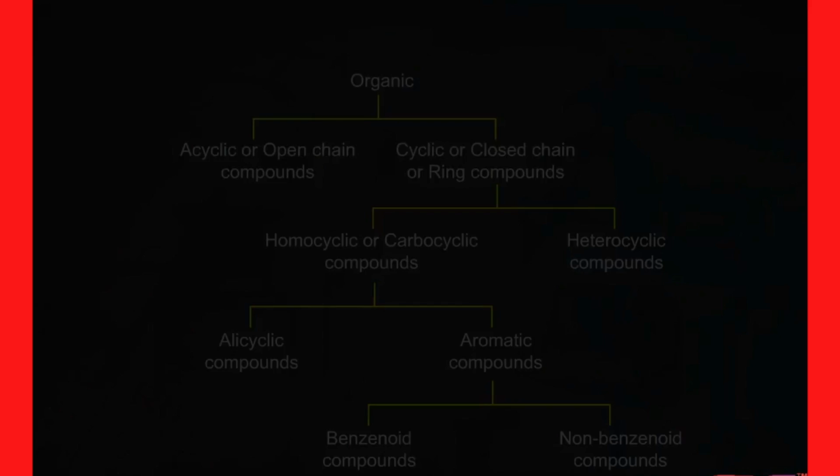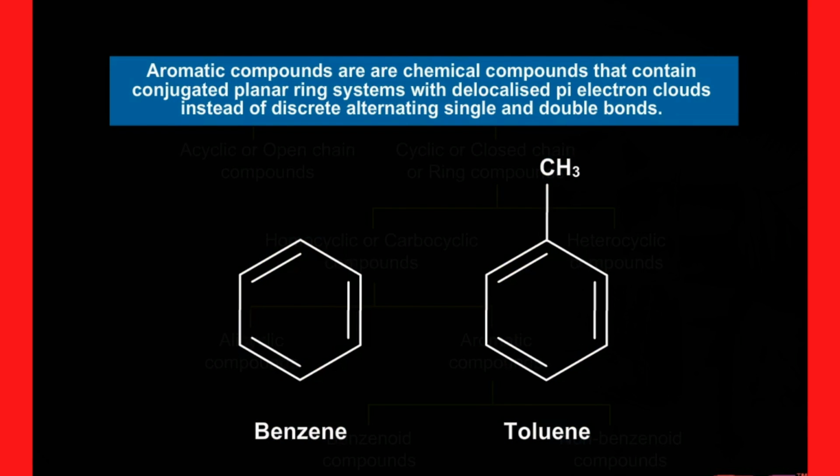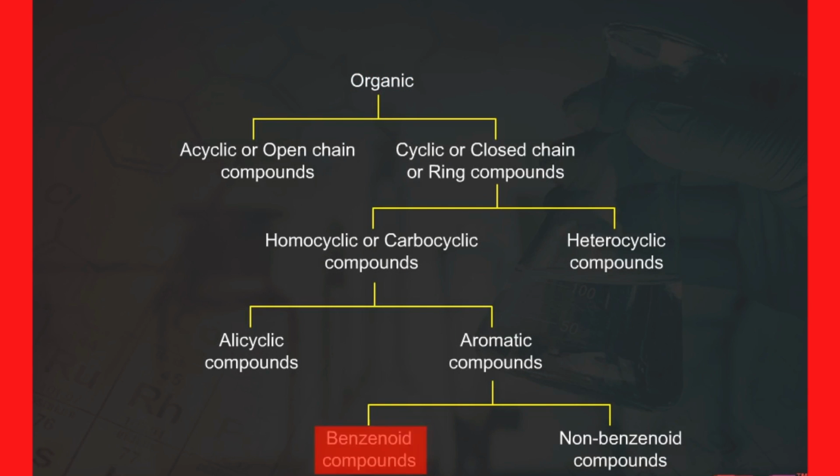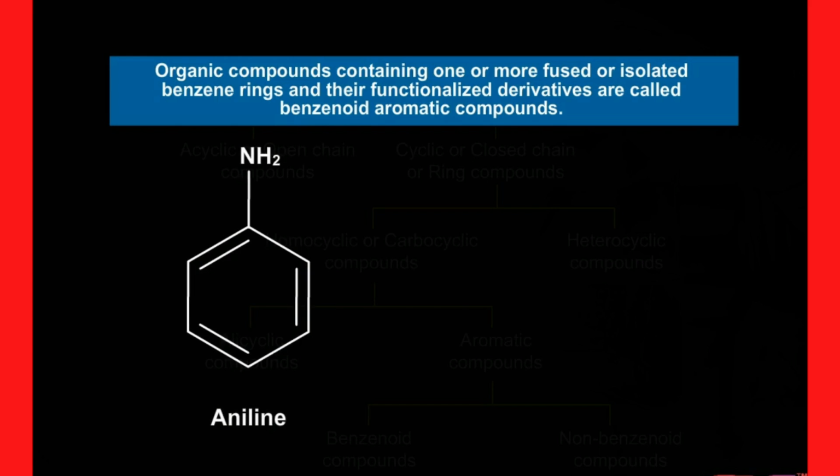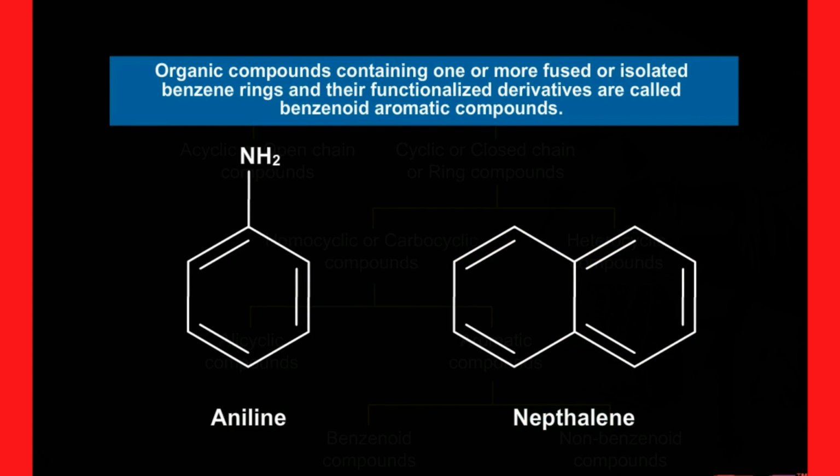Aromatic compounds are chemical compounds that contain conjugated planar ring system with delocalized pi electron clouds instead of discrete alternating single and double bonds. Typical aromatic compounds are benzene and toluene. Organic compounds containing one or more fused or isolated benzene rings and their functionalized derivatives are called benzenoid aromatic compounds. For example, aniline, naphthalene, etc.